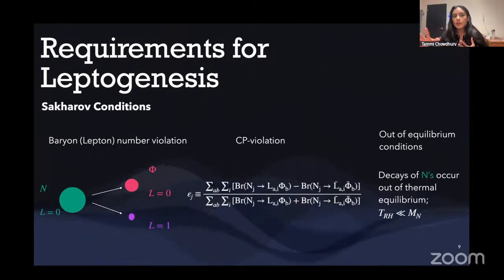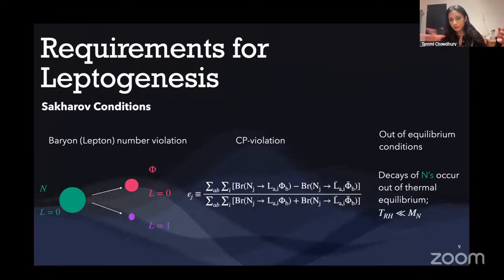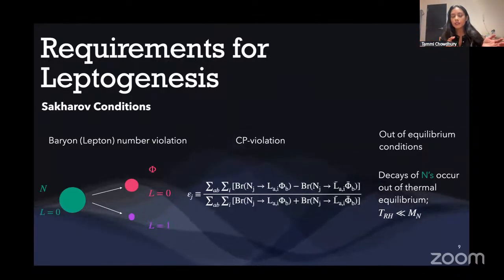Now, going back to leptogenesis, there are three conditions, these three Sakharov conditions that must be satisfied. The first being baryon or lepton number violation. So in this case, we have these heavy N, these are the right-handed neutrinos that decay into standard model leptons, as well as the Higgs, denoted by phi here. The N, the heavy neutrinos, are Majorana, so they don't carry a lepton number. And so as a result, since they decay into leptons, we are violating lepton number here, therefore satisfying the first Sakharov condition.